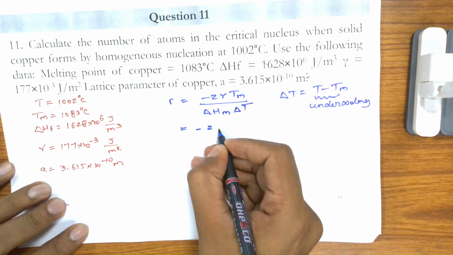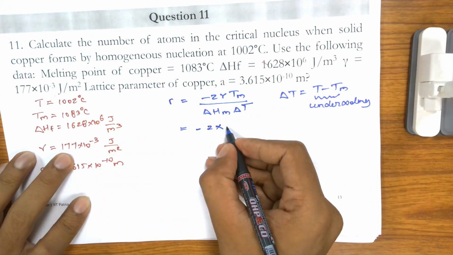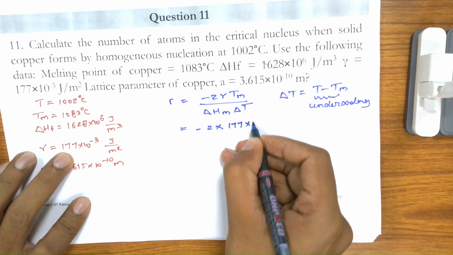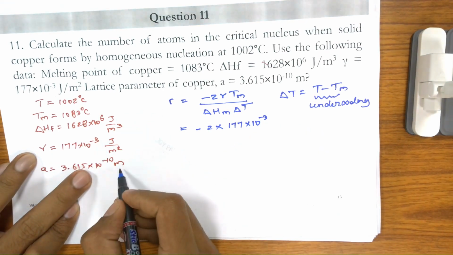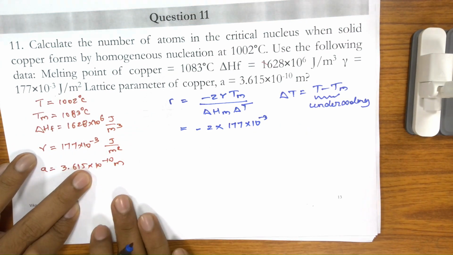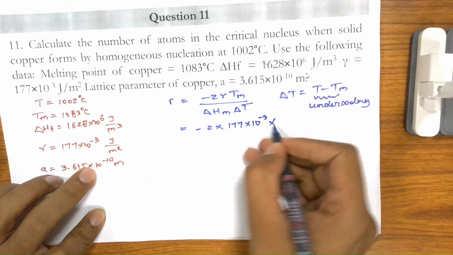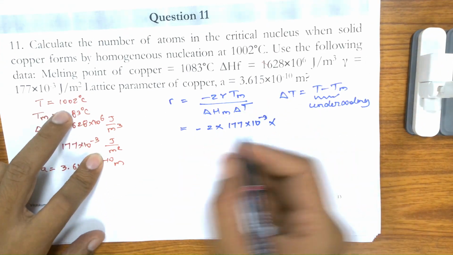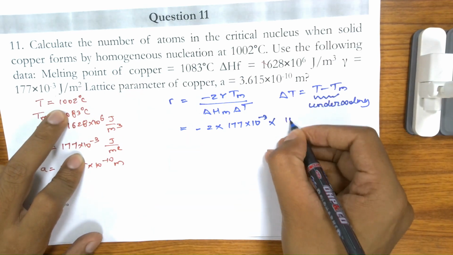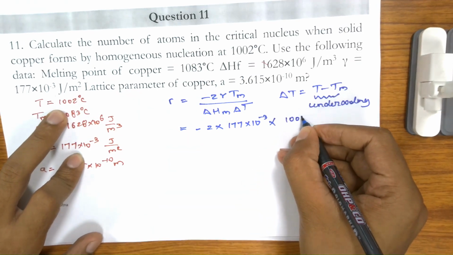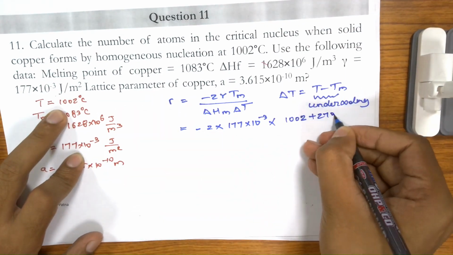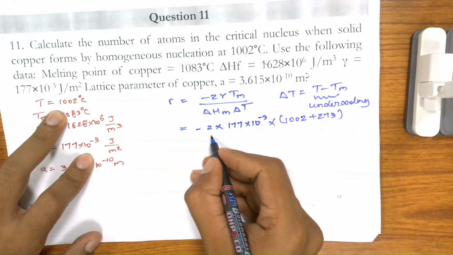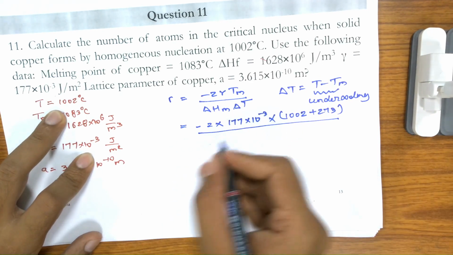It's minus 2 multiplied by gamma. The value of gamma is 177 multiplied by 10 to the power of minus 3. All the units are joule per meter, and everything is in meters, so we don't have to worry about the unit. Multiplied by the melting point of copper, that is 1002, sorry, 1083. It's in degrees Celsius, so I will convert to Kelvin, plus 273. The whole divided by delta Hm.